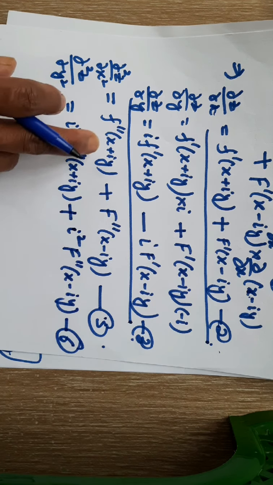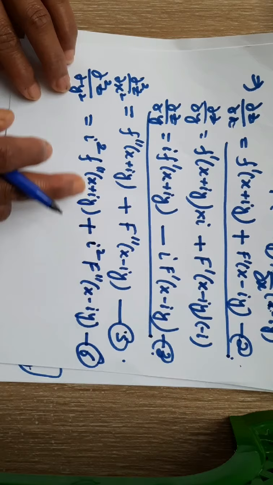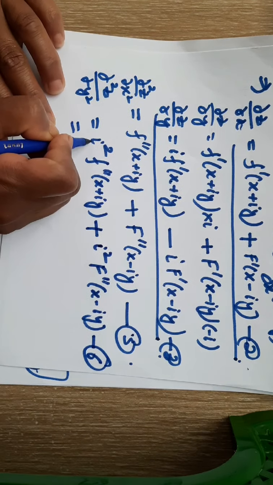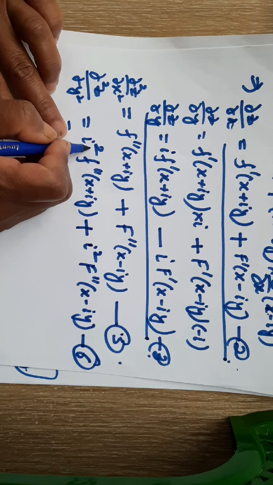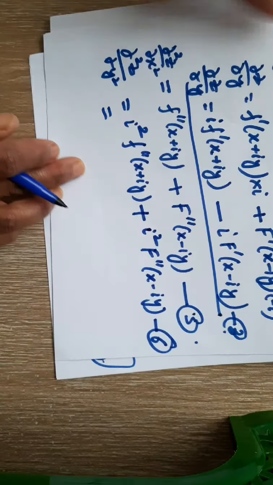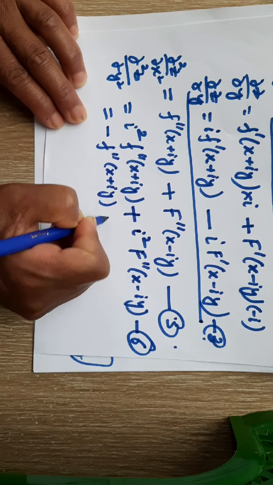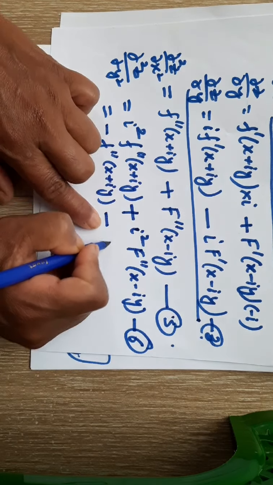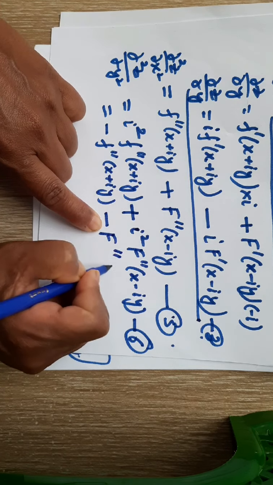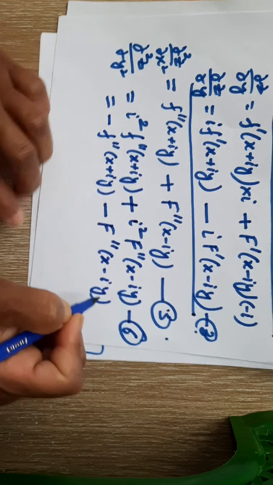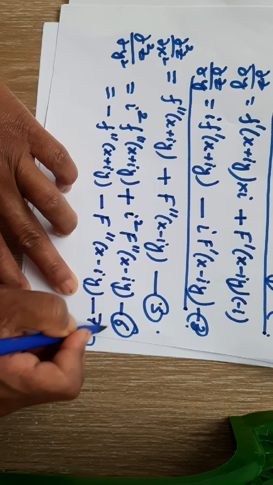Now, after getting these two equations, 5 and 6, what can we do now? You can simplify. What is i²? It's given that i² is equal to −1 in the question. So this will become −f''(x + iy), and this i² will become −1, so you'll get −F''(x − iy). So let me name this as equation 7.